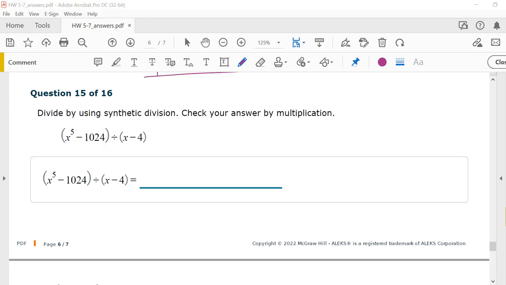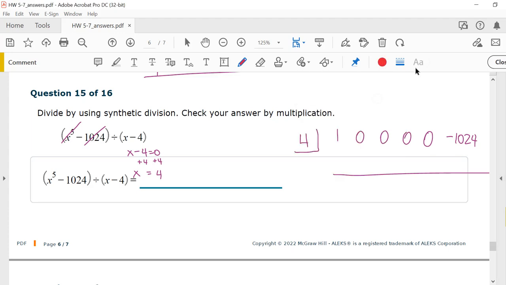Number 15, divide by using synthetic division. Okay, x to the 5th is the highest exponent. So I have 1x to the 5th. I don't have x to the 4th, so 0. I don't have x cubed. I don't have x squared. I don't have x. And then I have the constant negative 1024. If I set x minus 4 equal to 0 and add 4 to both sides, I get x equals 4. So 4 goes in my half box.